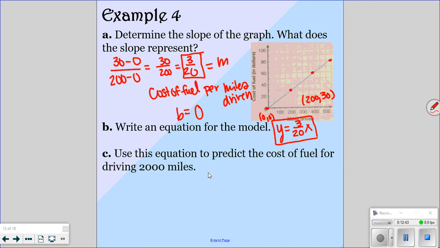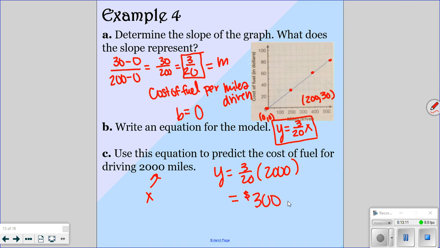Now it says use the equation to predict the cost of fuel for driving 2,000 miles. So 2,000 miles is an x value because miles is on your x-axis. So basically you're just going to plug in 2,000 into your x. So 3 times 2,000 is 6,000, divided by 20 would be 300, and it's money. That's the cost of fuel, so it should cost us about $300. So that's how you can work through ones like that.